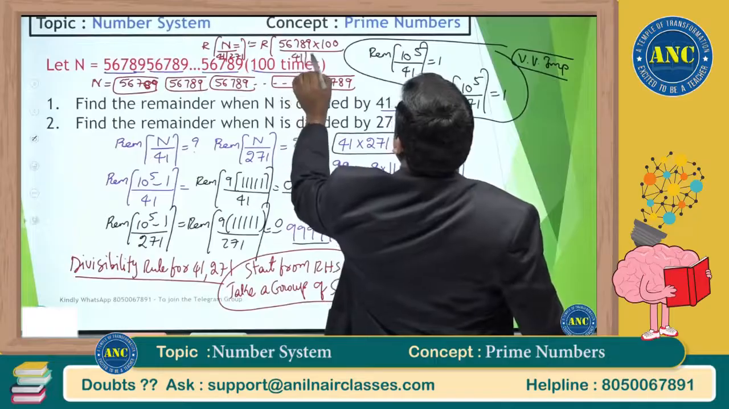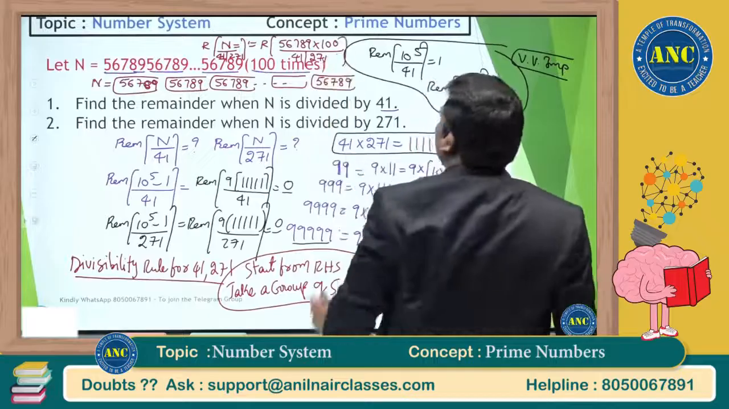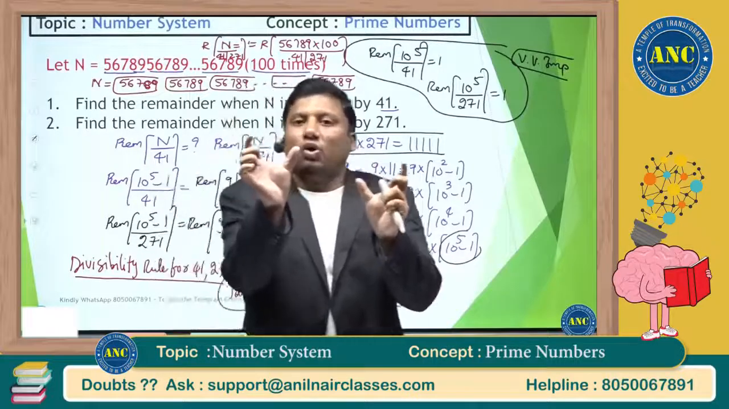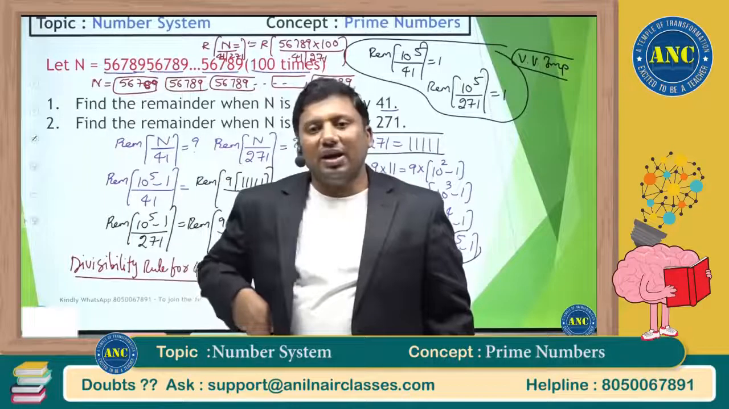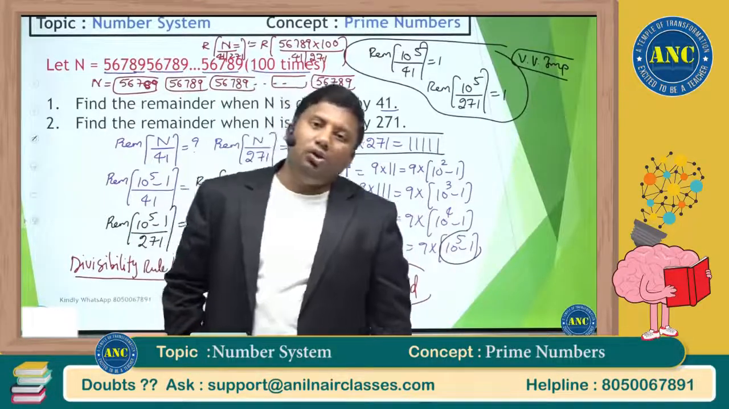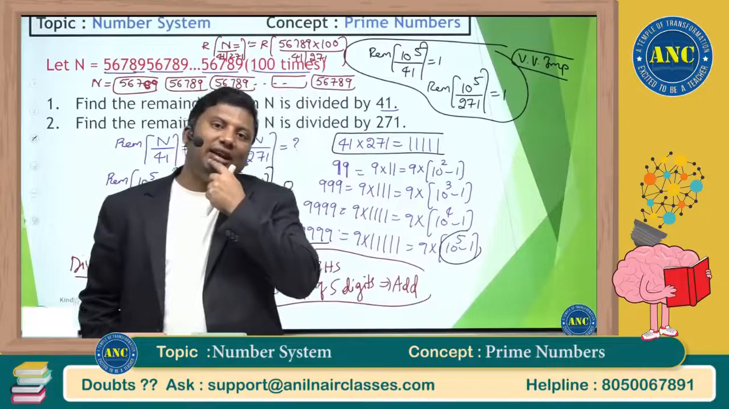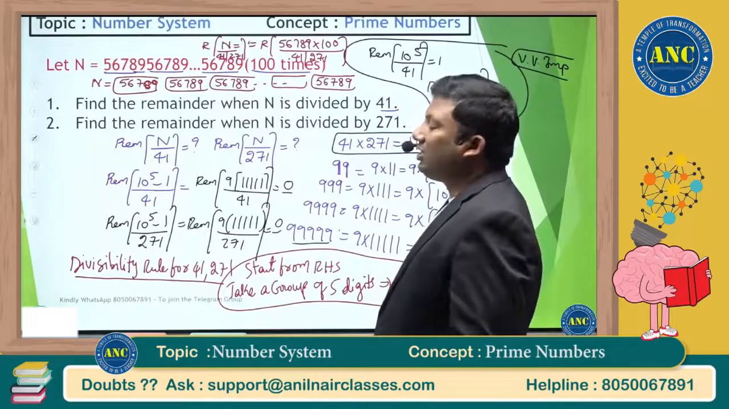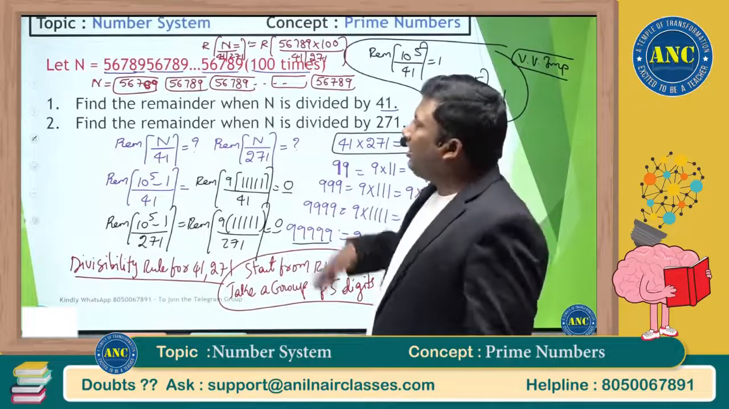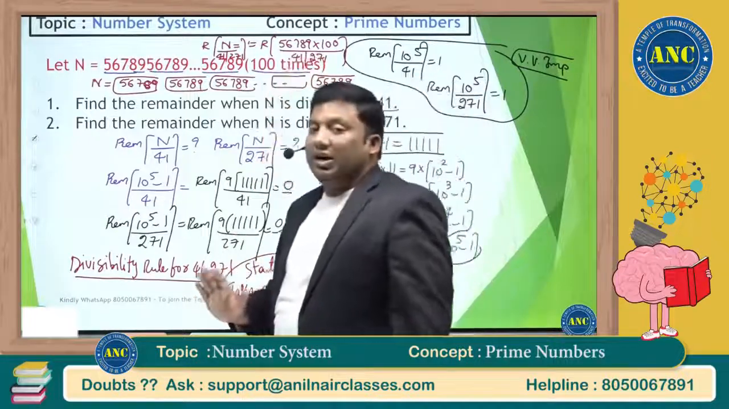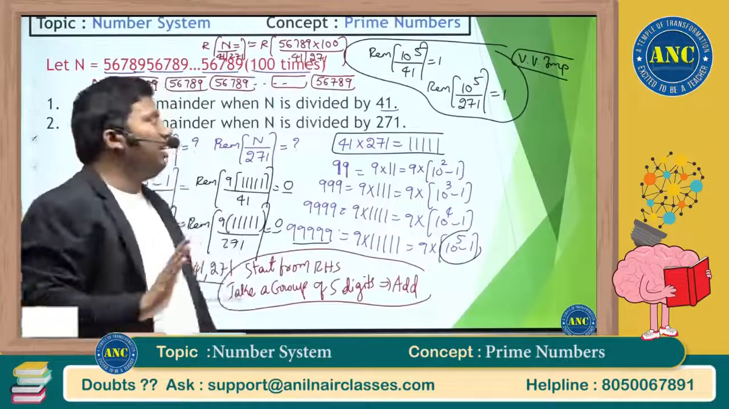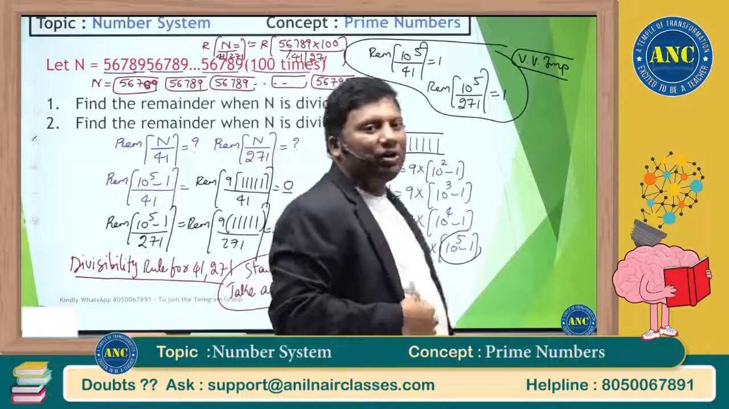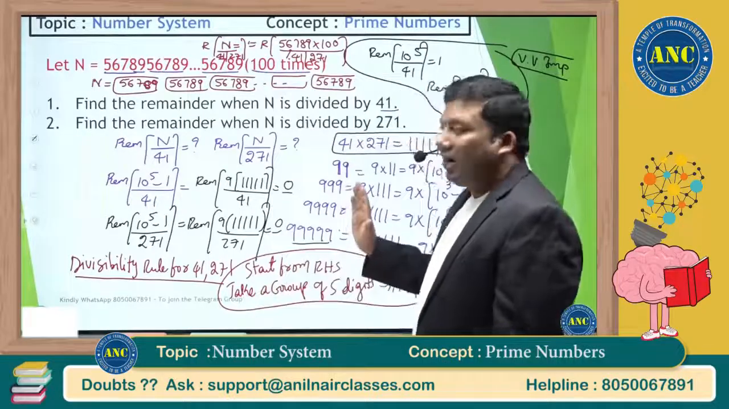divided by 41 or 271. Then do the generic division, you will get the answer. If 5, 6, 7, 8, 9 is written 2 times, group of 5 digits, add it: 2 into 5, 6, 7, 8, 9. If taken 3 times, 3 into 5, 6, 7, 8, 9. Because it is taken 100 times, this entire question becomes 5, 6, 7, 8, 9 into 100 divided by 41 or 271. Do the generic division, whatever answer you get is the answer. I hope the idea is clear.